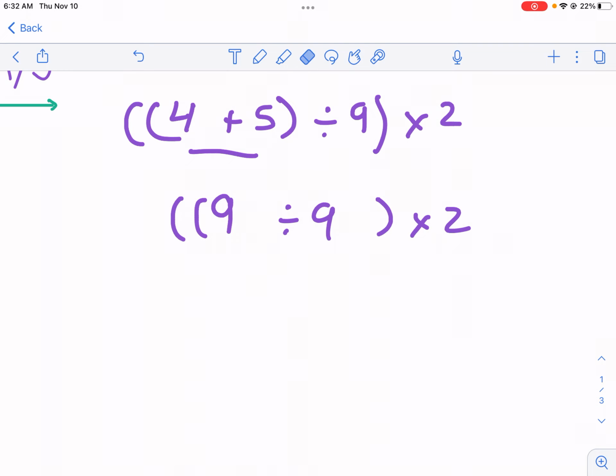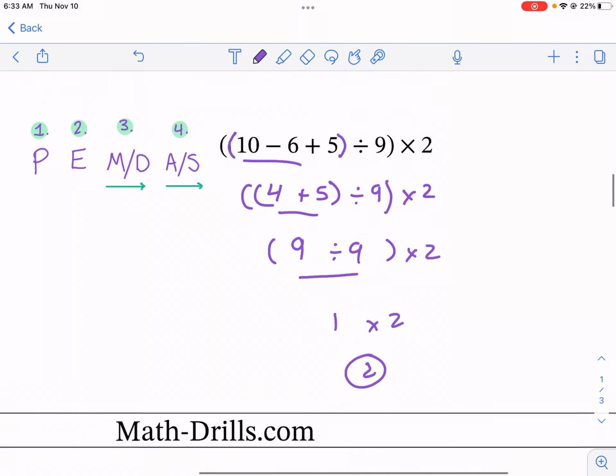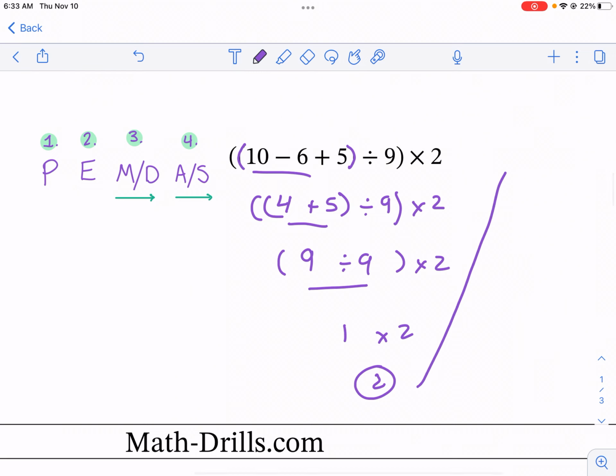Okay, so I can get rid of these parentheses because there's nothing else going on outside of those parentheses. I just have that divide. So I'm just going to go 9 divided by 9 now, and that gives me 1. And then I have times 2. And there's nothing else going on outside these parentheses, so I can just do the times 2, and that is 2. So something super complex, again, becomes more simple when we take it step by step and rewrite these problems.